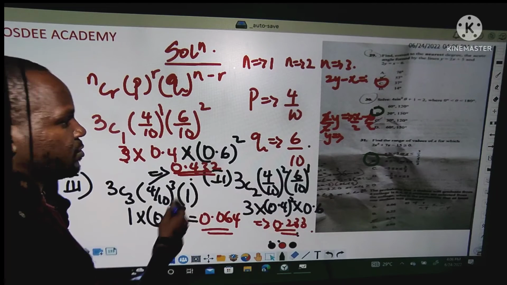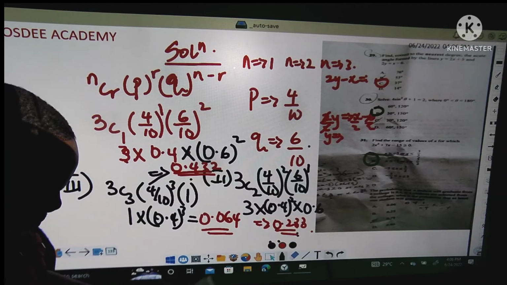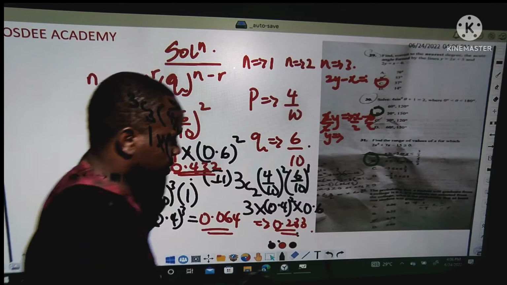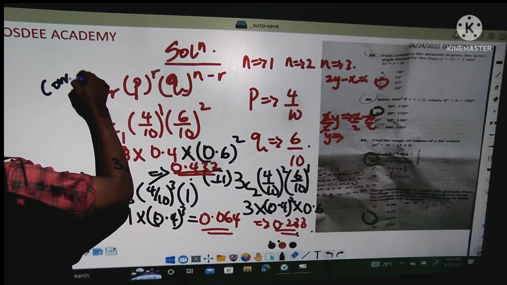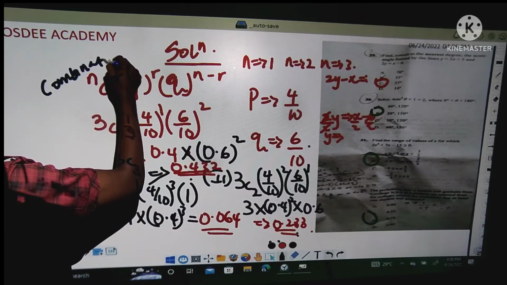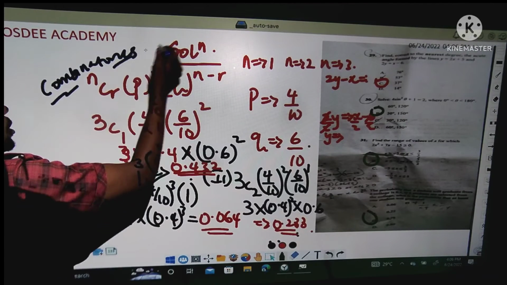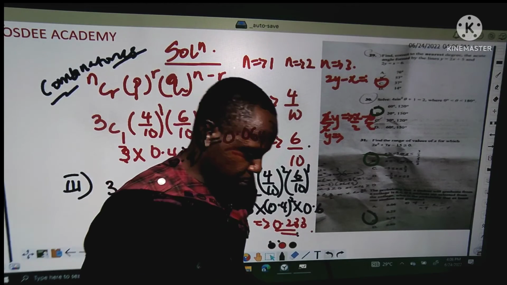0.064 plus 0.288 plus 0.432 is 0.784. So 0.784 is correct. So guys, that's how to do combinatorial probability. That is the way you do this type of probability. You can't do it with your normal probability. Next page, please.